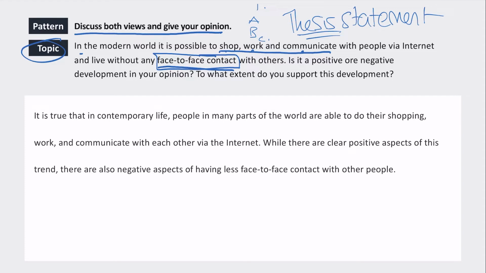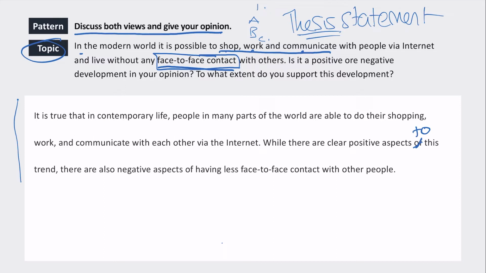So let's take a look and see what this candidate has done. So let's look at their introduction first. Two sentences is what I see instantly when I look at it before I read it, and I'm thinking that's okay. I prefer three in an introduction, but let's take a look. It is true that in contemporary life, people in many parts of the world are able to do their shopping, work, and communicate with each other via the internet. While there are clear positive aspects of this trend, there are also negative aspects of having less face-to-face contact with other people.